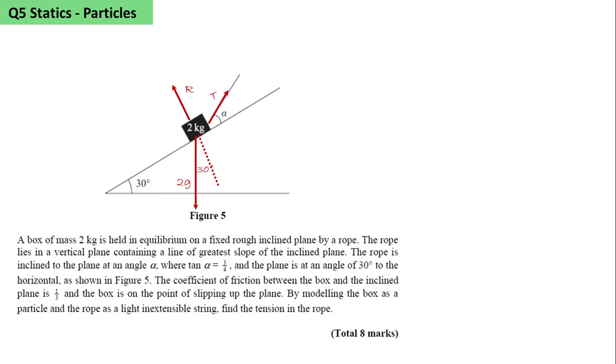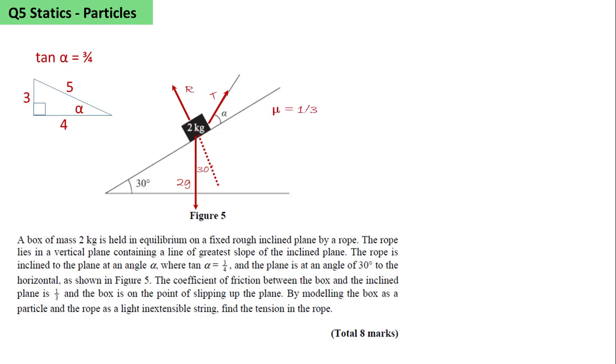There will be a tension T in the rope, and this is inclined to the plane at an angle of alpha, where tan alpha equals 3/4. We draw a triangle, it's a 3, 4, 5 right angle triangle. From this we can read off the sine and cosine of alpha.